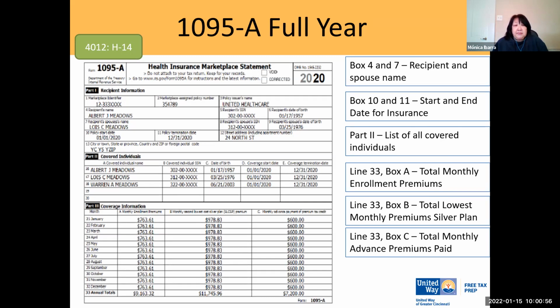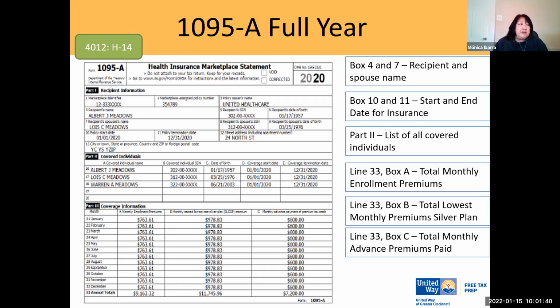So the example here is of a family that got marketplace insurance for the whole year. You can see that the taxpayers are listed at the top, and in the middle is listed who is covered. So it looks like the parents and a son. And then down at the bottom, the coverage information is a list of how much the coverage costs. There are 3 columns, and you can see that all the amounts are the same.